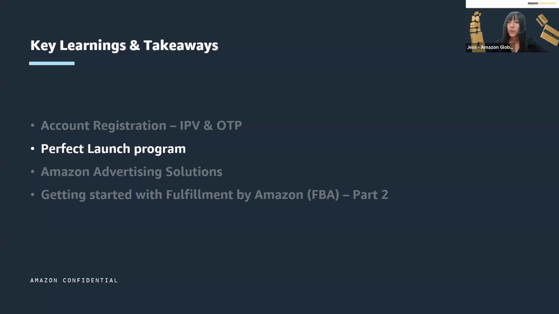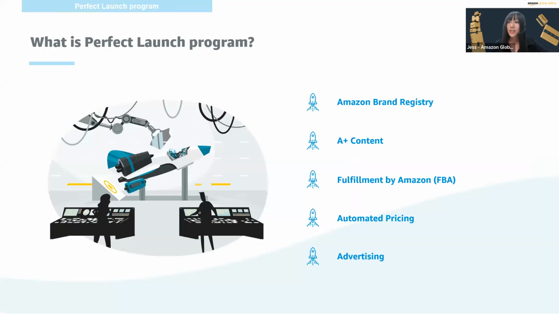All right, so let's move on to the Perfect Launch program. As a new Amazon seller, you should know that the first 90 days are the most important for you, because for these 90 days, you'll be setting up marketing, fulfillment, pricing, and other practices to set yourself up for success. So the Perfect Launch program is what Amazon data scientists call the use of these 5 selling programs you see here within those first 90 days.